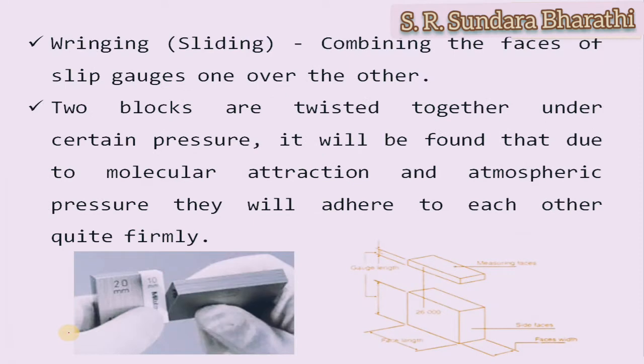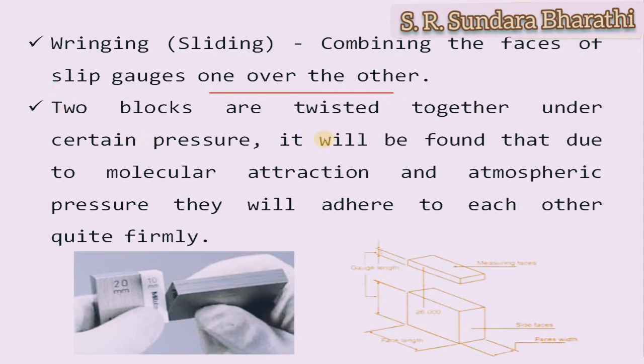Next, we discuss wringing, which is combining the faces of slip gauges one over the other. It helps to increase the height of the slip gauges. Suppose you want to measure the angle of a particular component, then you need a particular height of slip gauges, so we have to join them together. Three or more slip gauges are combined, and for that the wringing principle is used.